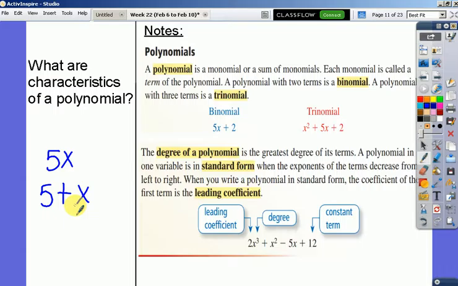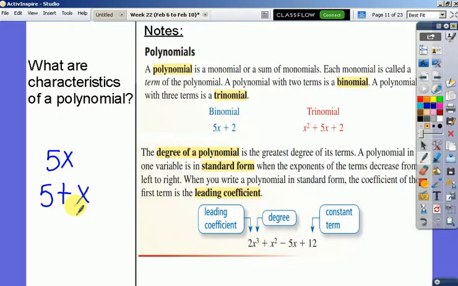Okay. So each monomial is called a term of the polynomial. So for a binomial, you have two terms. The one in blue is a linear function, meaning it forms a what? A line in two terms, and those two terms make a binomial, bi meaning two. A polynomial with three terms is called a trinomial. So for example, x squared is one term, one monomial. 5x is another monomial, and 2 is another monomial. So three of them make our trinomial.